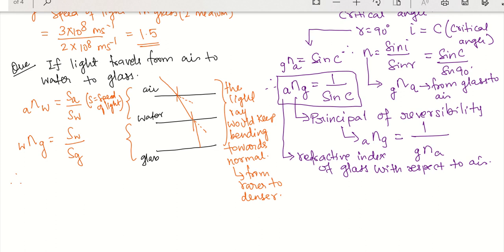So therefore, if I multiply A and W times W and G, I will get speed of light in air by speed of light in water times speed of light in water by speed of light in glass. So I can cancel these two, which means I will get speed of light in air by speed of light in glass.